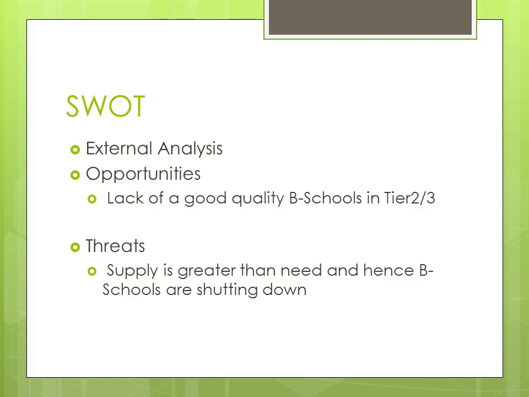Now we come to the external analysis of SWOT, which is the opportunities and threats. Here I'm just mentioning a few. As I said earlier, you can go into a lot of detail, but this is just to give you a feel of how it's done. The opportunity, as we saw, is the lack of good quality B schools in Tier 2 and Tier 3. But from the threat side, we see the supply is greater than the demand, and hence B schools are shutting down.